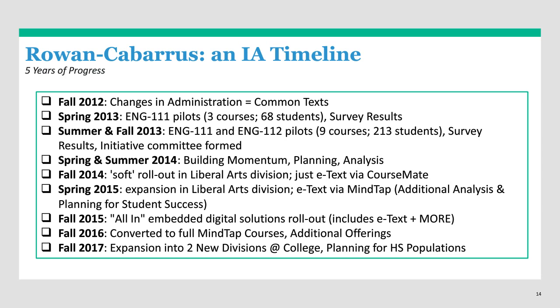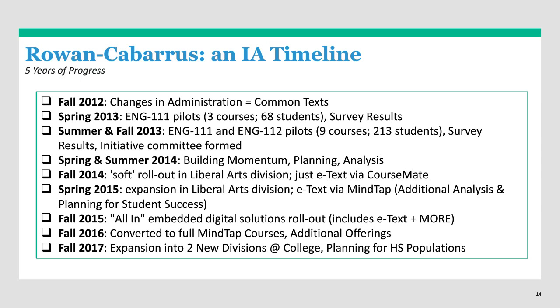In fall 2016, we converted our MindTap readers into full MindTap courses, which has led to even more student engagement, faculty engagement, because they can personalize their courses, and overall satisfaction. And then this fall that we're in now, we've expanded into 2 different divisions. So it's liberal arts, we're in information technologies, we're in mathematics now. So we have really expanded quite successfully across the college.